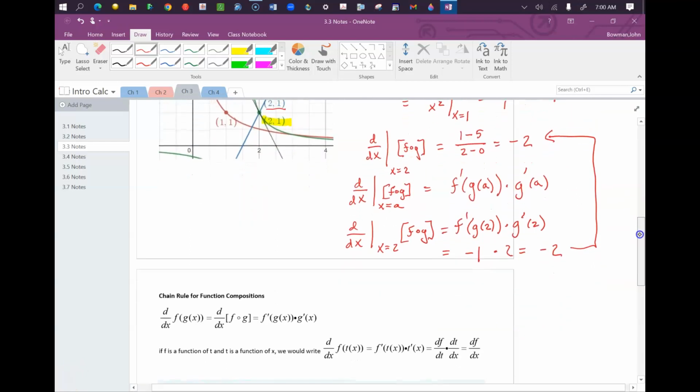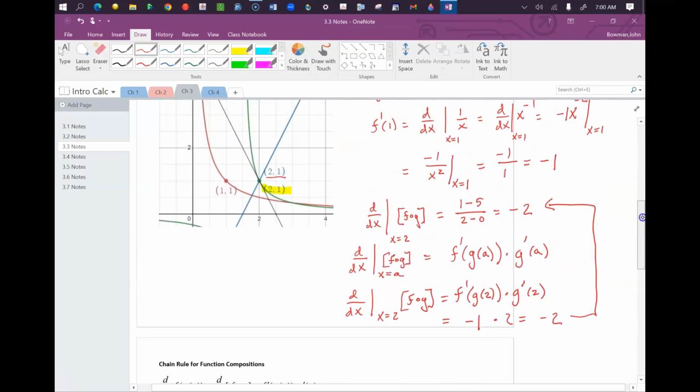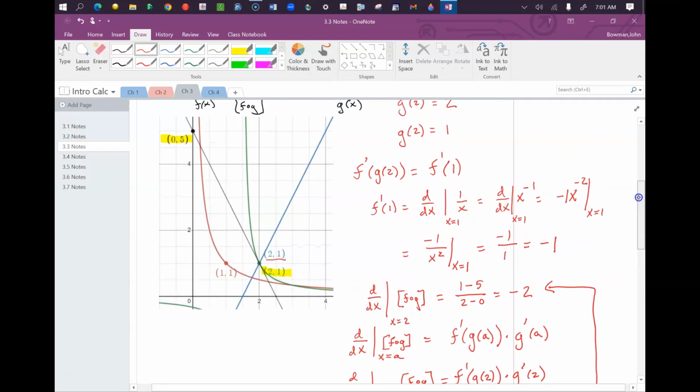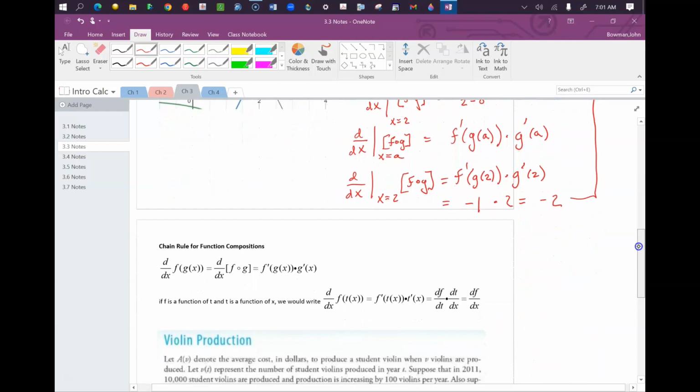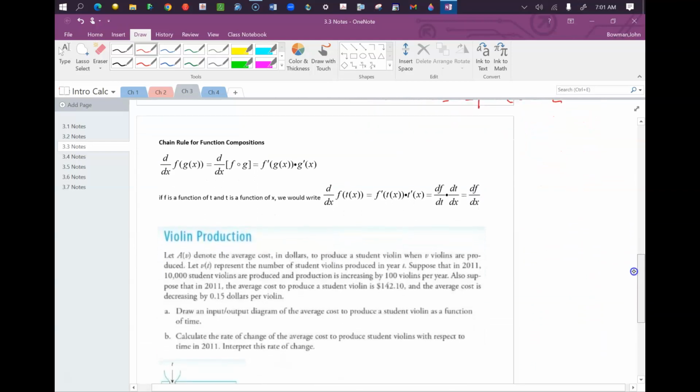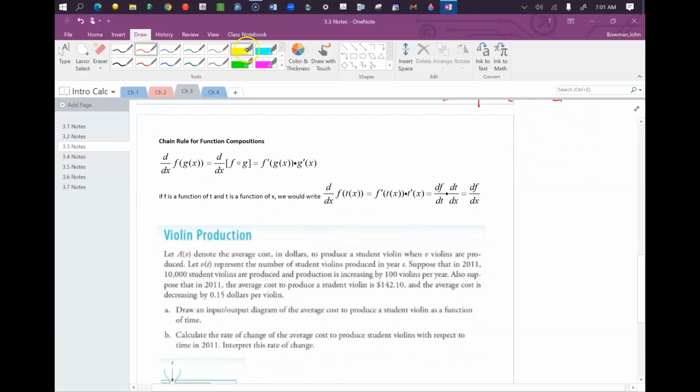By no means is this a proof, and by no means should you be finding a derivative this way every time you have to find the derivative of a composition. This is an example of how the rule works, and what we are saying is that the derivative of the composition f of g of x, written in either form, either the form that we did in pre-calc or the form our textbook uses, is f prime at g of x times g prime of x.